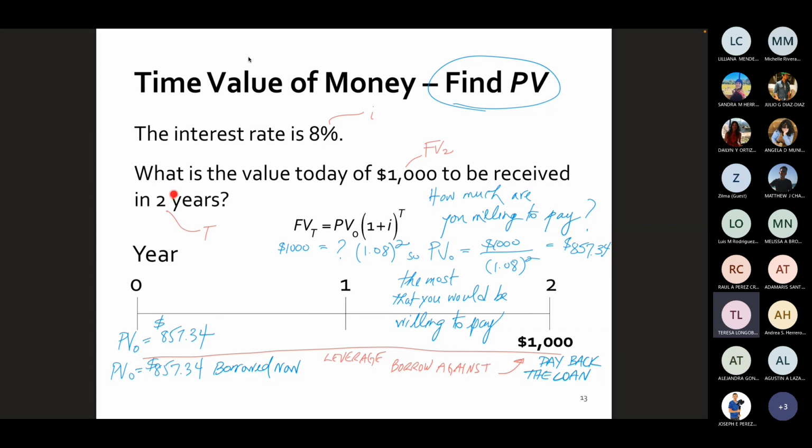When I read this initially, I kind of had to force it to say, how much are you willing to pay? Because it doesn't say that, but that would give this result, right? You get the same result mathematically saying, what is $1,000 worth to me today? Well, today I could comfortably borrow $857.34, knowing that the $1,000 I'm getting will pay it off. Okay, so think about that.